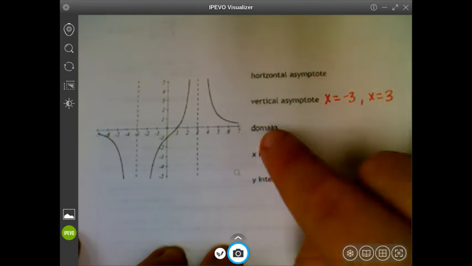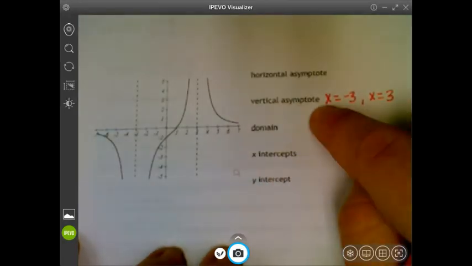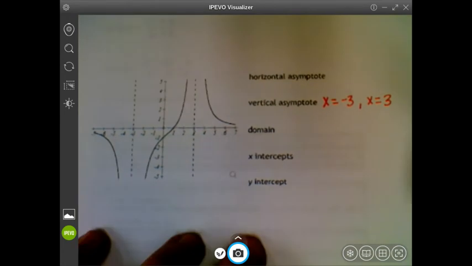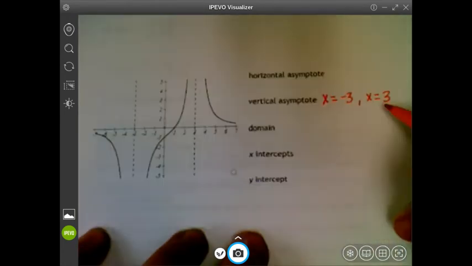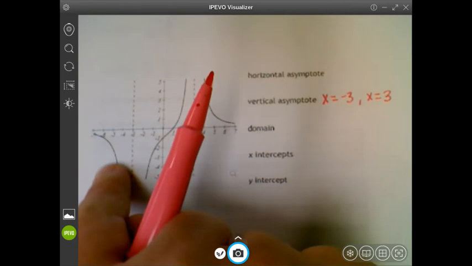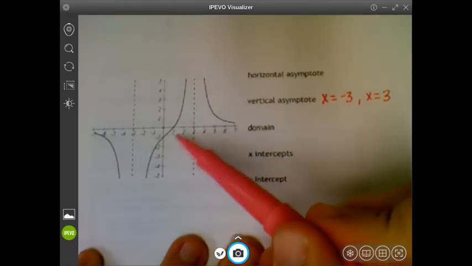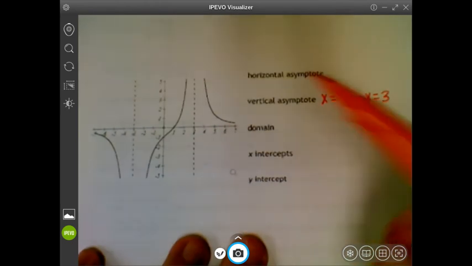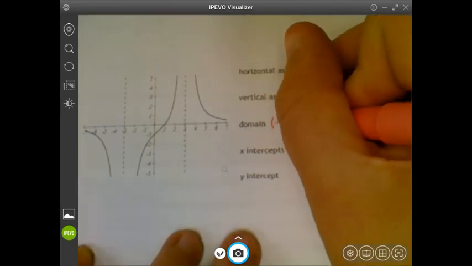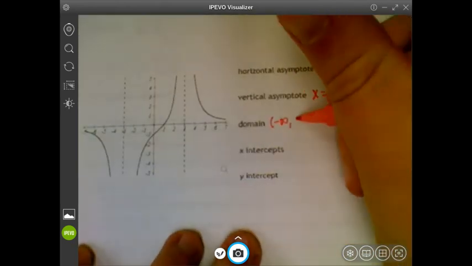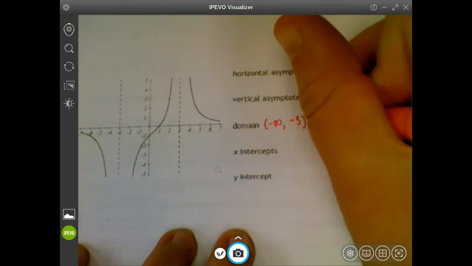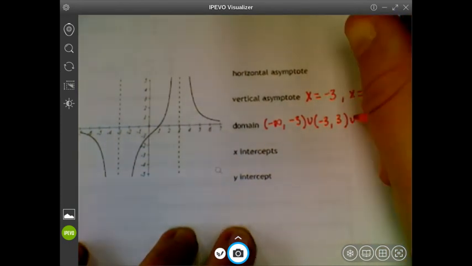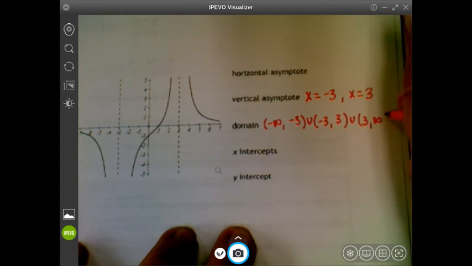All right, your domain is all about your vertical asymptotes and one other feature that we haven't seen yet, but we will talk about briefly. And so the domain is everything but these two numbers. All these values are included in this part of the graph. All of these values here are included in the middle section of the graph, and then all of these values are included in this part. So the domain would be negative infinity to the first issue at -3, union -3 to the next issue at 3, and then union 3 to infinity.